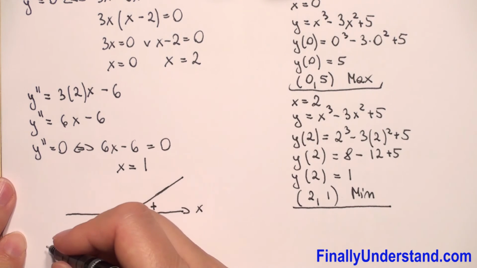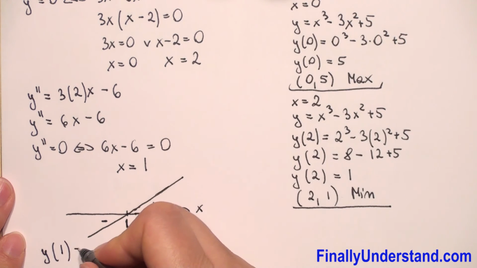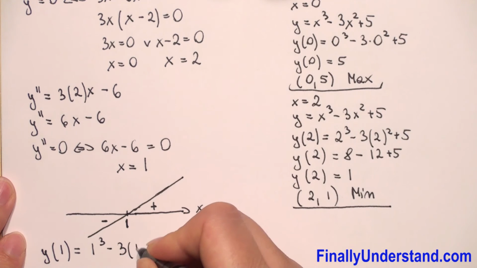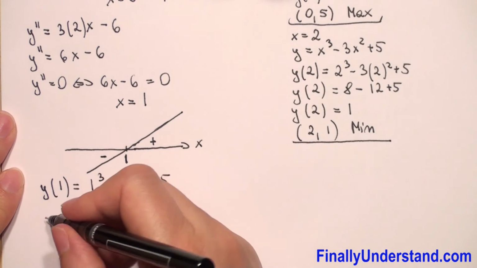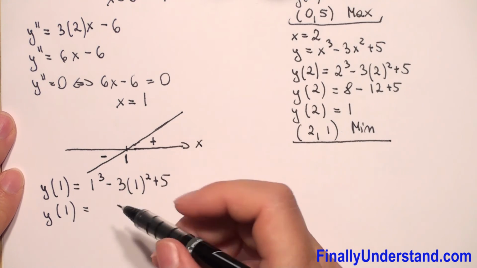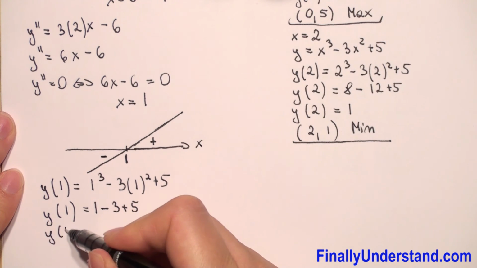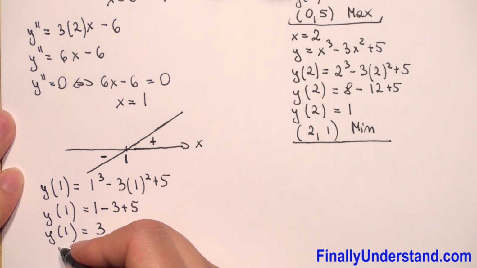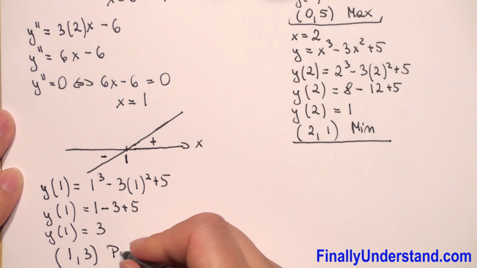So now we have to calculate the value of our function, y of 1. We just have to replace x by 1 in our y function. So it will be 1 to third power minus 3 times 1 to second power plus 5. So y of 1 is equal to 1 minus 3 plus 5. So 1 minus 3 is negative 2, plus 5 is 3. So we have the inflection point 1, 3. This is our inflection point.